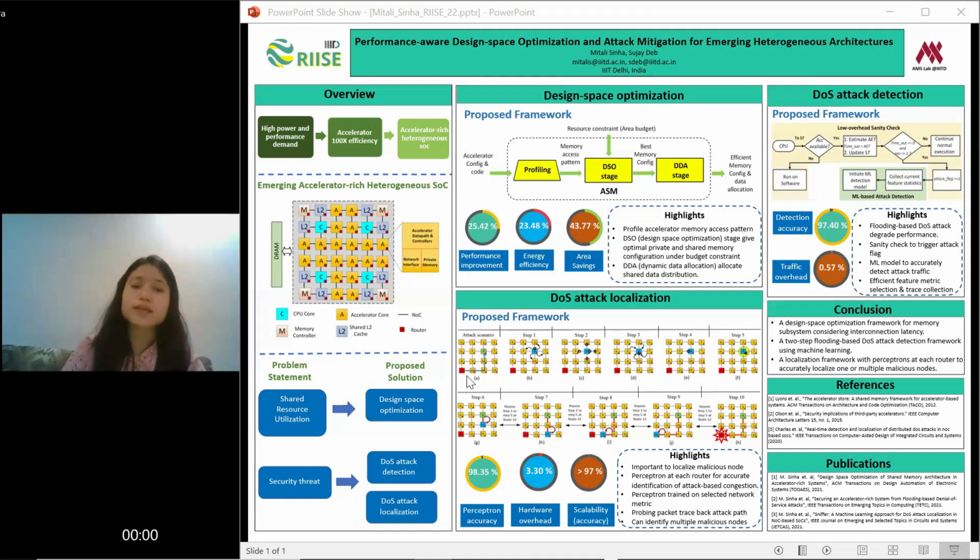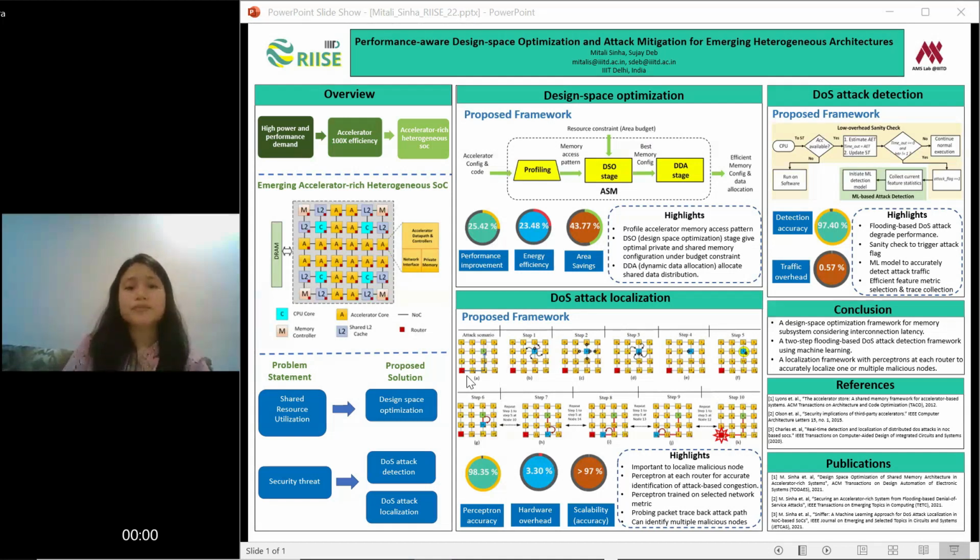The DSO stage models the access patterns of different accelerators, and we solve the analytical model using the MATLAB optimization toolbox. This DSO stage gives us an optimal private and shared memory configuration, and it takes as input the area budget, which is the resource constraint in our DSO stage. Hence, the DSO stage provides the best memory configuration for a given accelerator-rich system under the resource constraint, where we consider the area budget as the resource constraint.